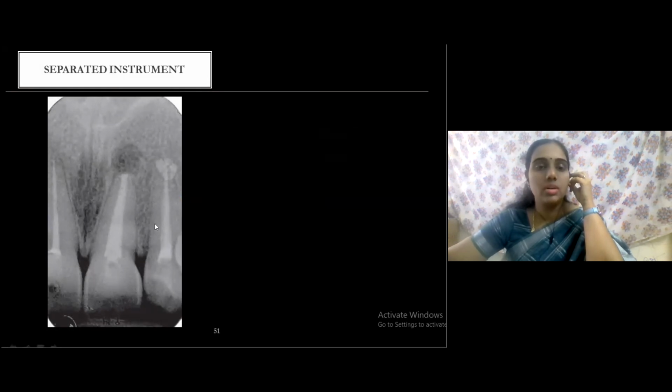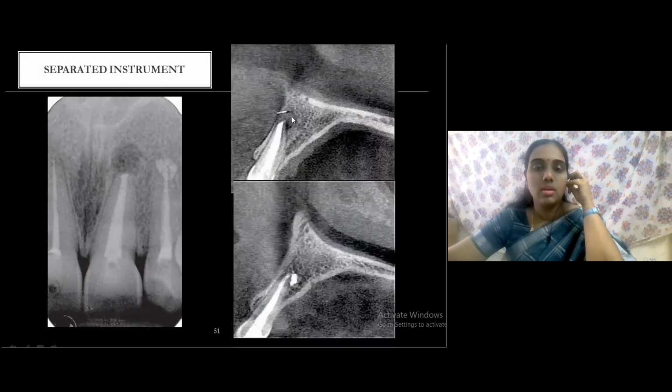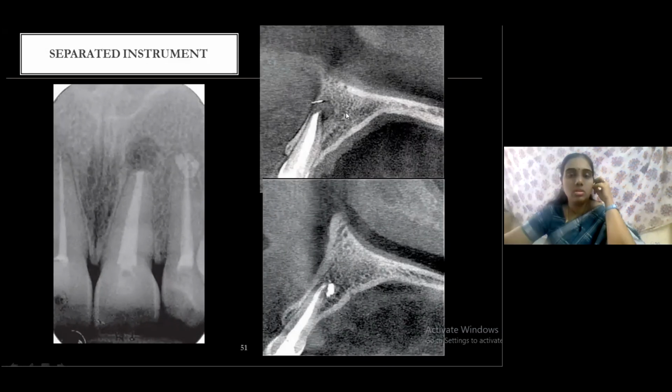One more case of separated instrument, where this was an intraoral periapical radiograph. You could see 2.1 and 2.2. 2.1 is having some periapical lesion, and 2.1 is also root canal treated. 2.2 is also root canal treated. I could make out some leaching of the endodontic material outside 2.2. And taking the CBCT, I really couldn't find this instrument in the IOPA. Now I think it will be clear what is causing this lesion in the periapex in relation to 2.1. So you could see the instrument here, and also this is the cross section of 2.2, which is showing the endodontic material.